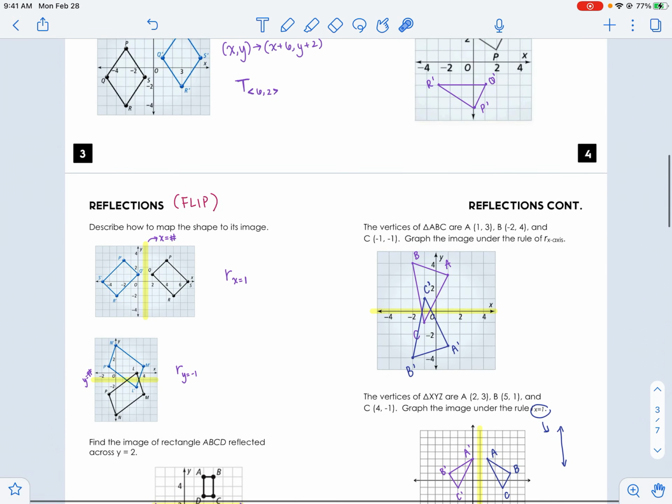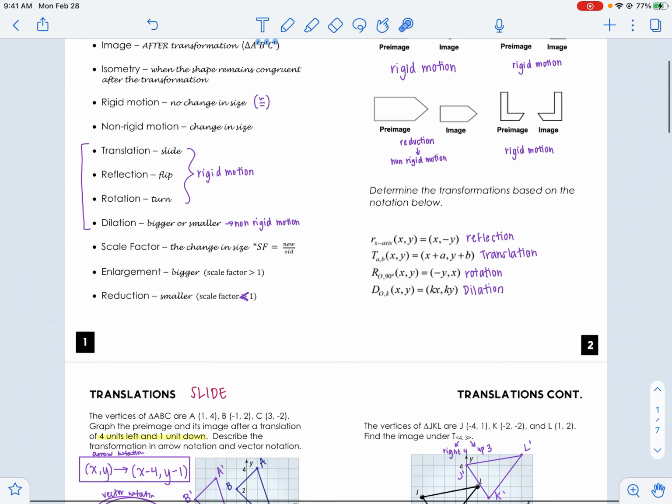That's all the transformations that we're going to take a look at today. Tomorrow we'll pick back up to go over rotations and dilations. Good luck with your practice.